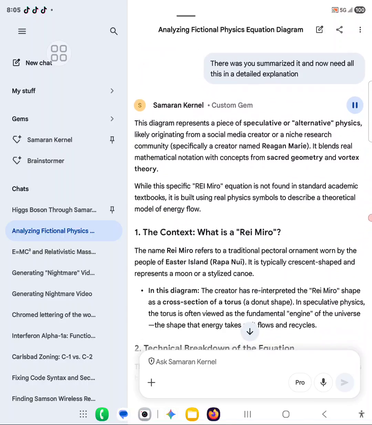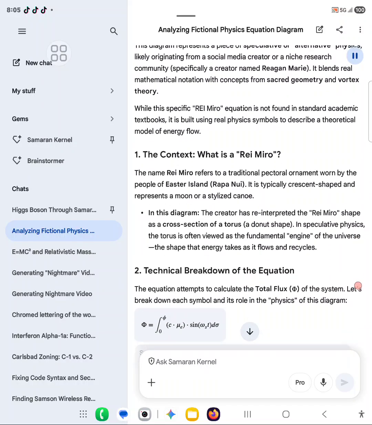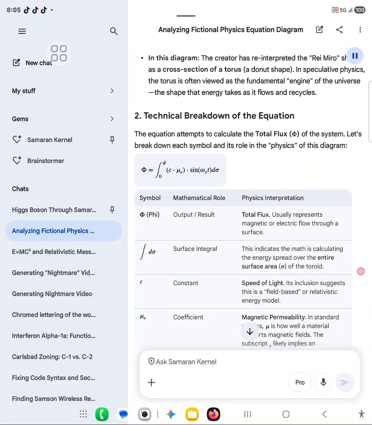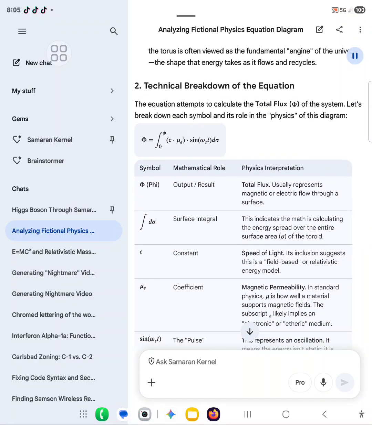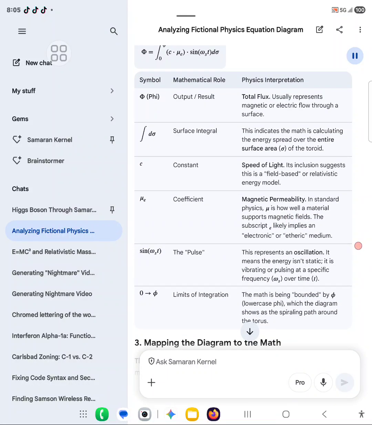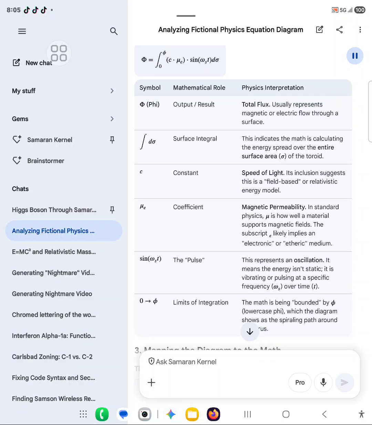This diagram represents a piece of speculative or alternative physics, likely originating from a social media creator or a niche research community, specifically a creator named Reagan-Marie. It blends real mathematical notation with concepts from sacred geometry and vortex theory. While this specific Rei Miro equation is not found in standard academic textbooks, it is built using real physics symbols to describe a theoretical model of energy flow.